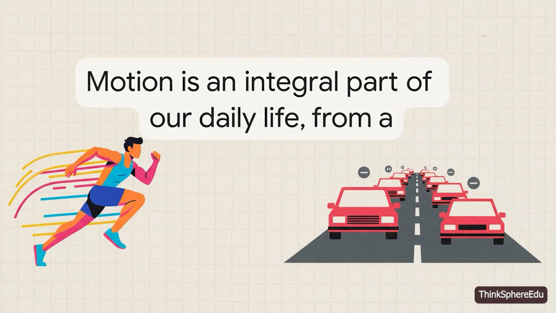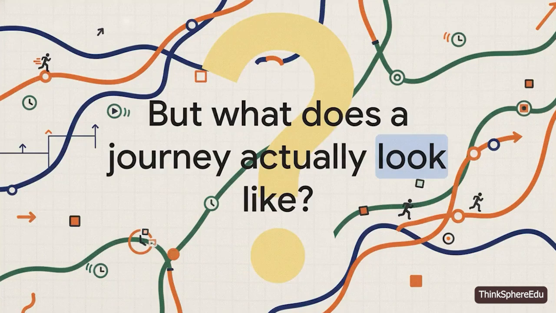I mean, just think about it. Motion is literally everywhere. From an athlete just flying down a track to that slow, agonizing crawl of a car in traffic, movement is just a constant part of our world. We're always going somewhere. Okay, but what does a journey like that actually look like? How can we take all that movement and turn it into a picture we can understand at a glance? Well, that's exactly what we're going to dive into.